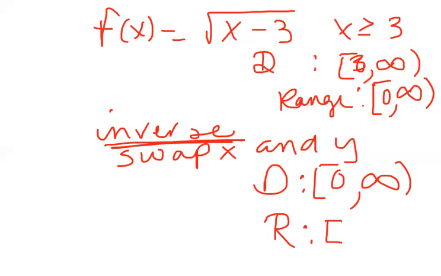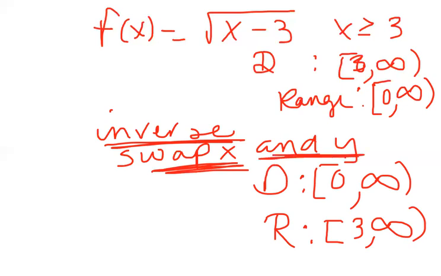In other words, what are we doing? We are swapping x and y. So the domain becomes the range, and the range becomes the domain. Vice versa, guys. So basically, you're swapping everything. You're swapping domain and range. You're swapping x and y. That's what this is about.